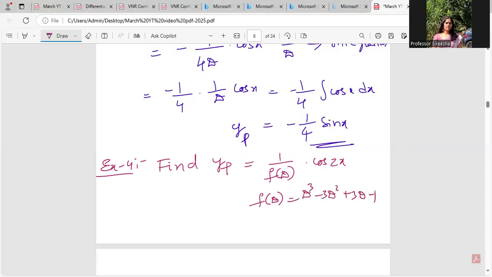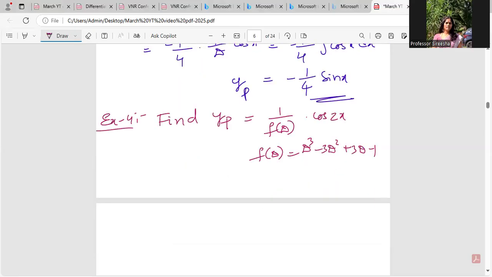Because I have D cubed, I have to rewrite it in terms of factors or directly replace D squared. First write the factors, guys. I always suggest you write the factors. The auxiliary equation in m would be m cubed minus 3m squared plus 3m minus 1.